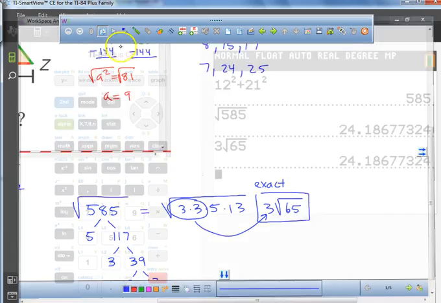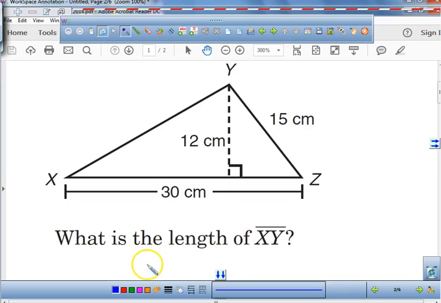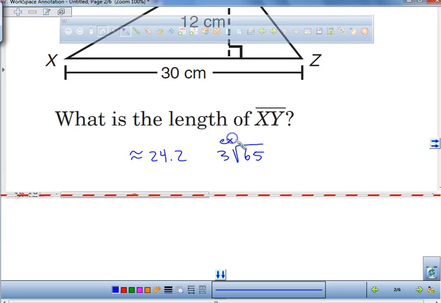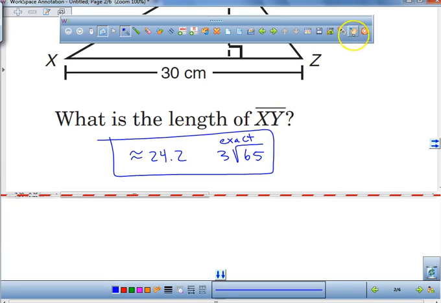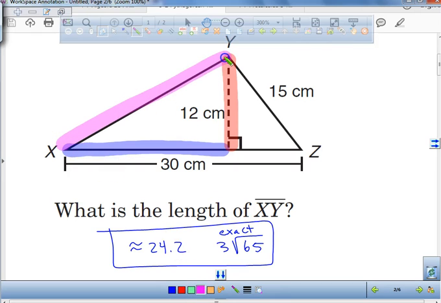Okay? So, your answer. Some of you are like, you're teenagers, so you're like, explain it. Your answer is approximately equal to 24.2, but the exact answer is 3 radical 65. So this is your exact answer. This is your approximate answer. That is the length of the distance of x to y. And you'll notice, what did we have to find first? We had to find the length of this side first before we could actually use that 12 in order to find our hypotenuse, which was the answer we were searching for.